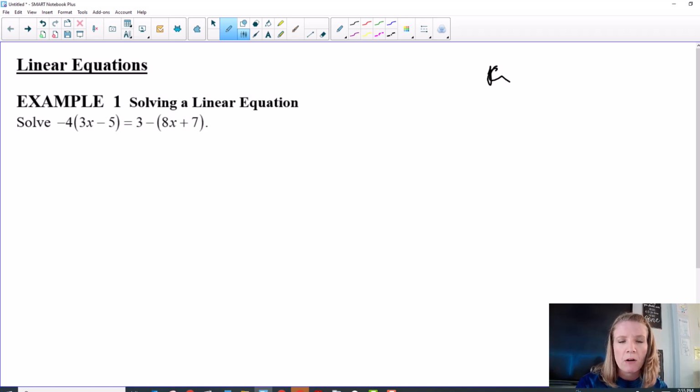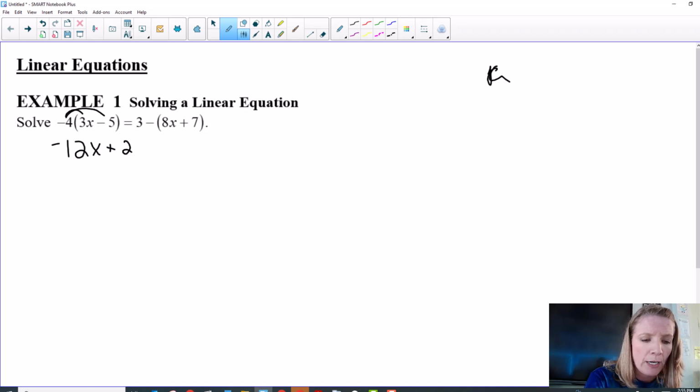The first step to solving a linear equation is just to clean up both sides. So I'm going to distribute. That's going to be negative 12x plus 20. Watch that right there, that you are multiplying a negative times a negative, which is a positive. And then equals. Here I'm going to distribute the negative, so it'll be 3 minus 8x minus 7.